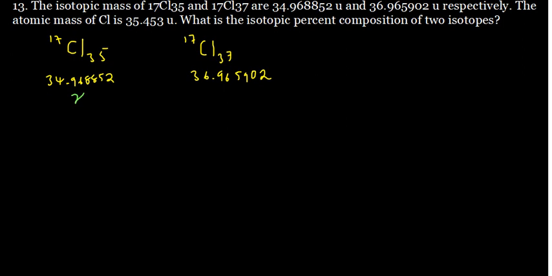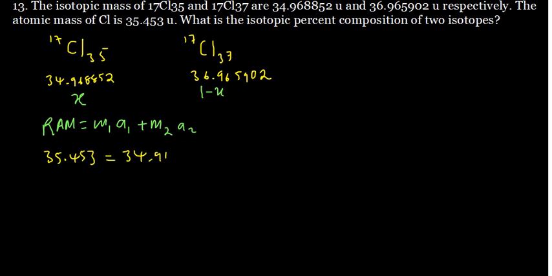So if I say the percentage composition of this one is x, then this one is supposed to be 1 minus x. If I add x and 1 minus x, I'm supposed to get 1, which is 100%. And we know that relative atomic mass is given by mass 1 multiplied by its abundance plus mass 2 multiplied by its abundance, like that. If we add another one, we continue to add. Relative atomic mass is given as 35.453. That will be equal to mass 1, that is 34.968852, the abundance is x, plus mass 2, that is 36.965902, the abundance is 1 minus x.